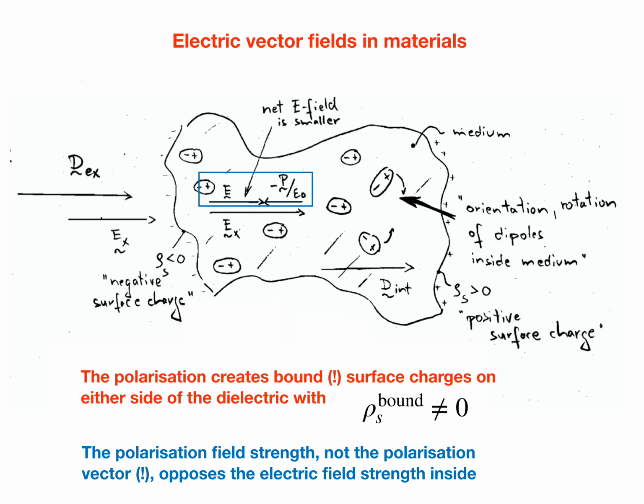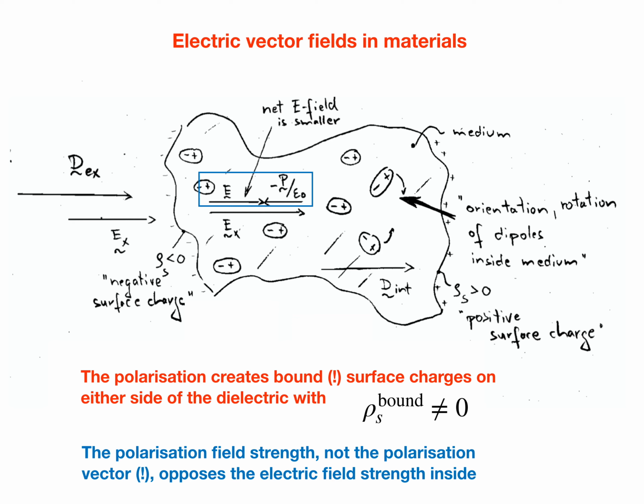The polarization effect is illustrated here once more, emphasizing that now quite a number of vector fields have to be considered. Externally, there is an electric field strength Ex, and associated with that an electric flux density D external. Internally, both electric field strength and electric flux density can be different compared to the outside. The alignment of the microscopic dipoles creates a polarization field that opposes the electric field strength E. This is shown in the blue box.